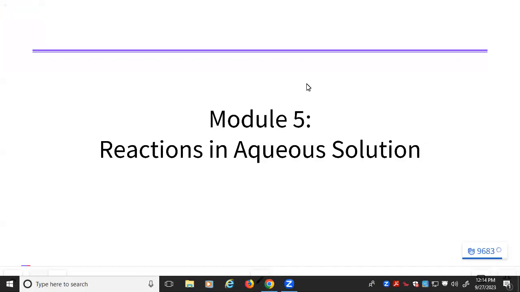So what we're getting into today and for the next couple of sessions here, we'll be here for about 2 weeks, is reactions in aqueous solution. Now, the reason we focus so much on reactions in aqueous solution is mainly because these reactions are the majority of the reactions that we see in the laboratory.